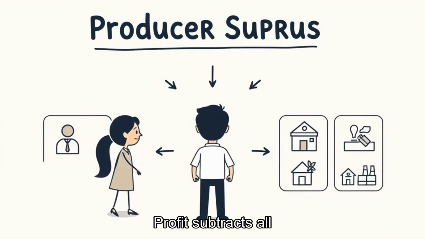Profit subtracts all business costs, while producer surplus focuses on the difference between price and willingness to sell. They are related, but they are not identical. This is not the same as profit. Surplus is not the same as total profit, because firms still have fixed costs, taxes, wages, and debt.